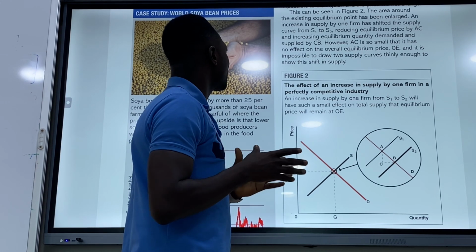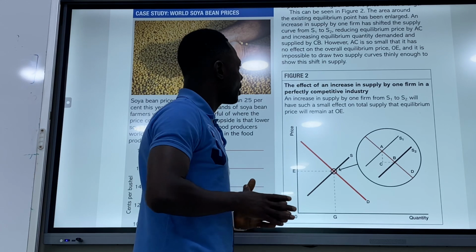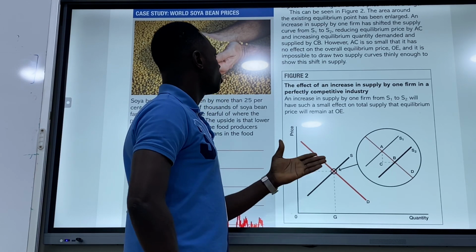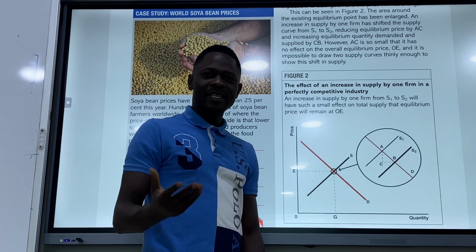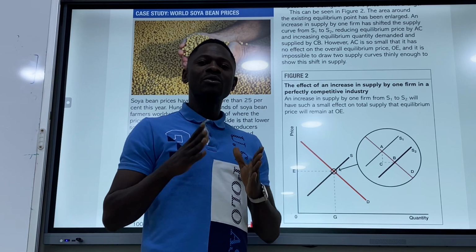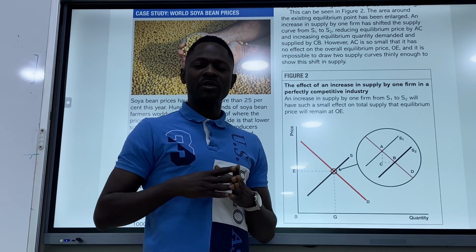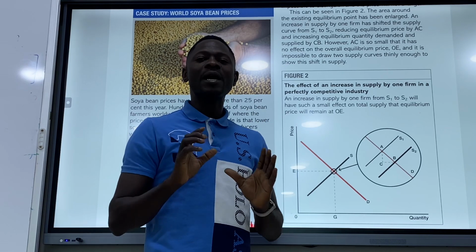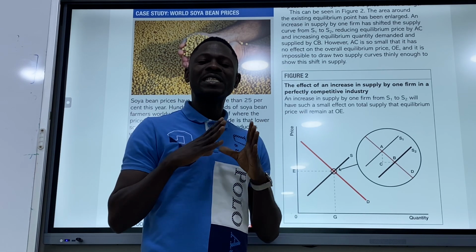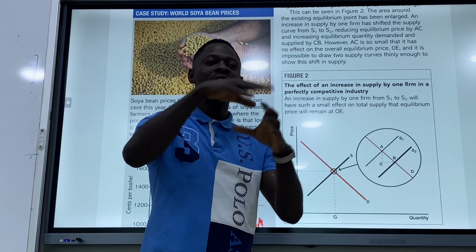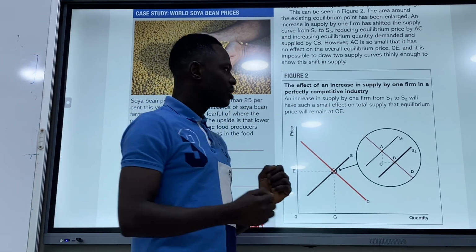However, AC is so small that it has no effect on the overall equilibrium price, and it is impossible to draw two supply curve clearly enough to show this shift. So, like we said earlier, a firm has decided to increase its output. If a firm has decided to increase its output in a perfect competition, the output of that firm would increase, shifting the supply curve rightward, but it will not have any significant impact in the market output. That is the point.